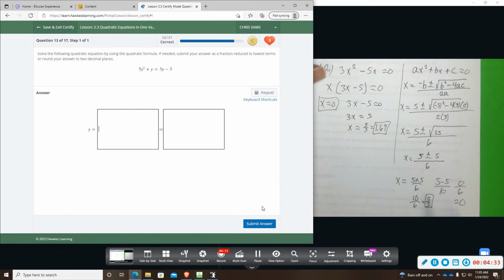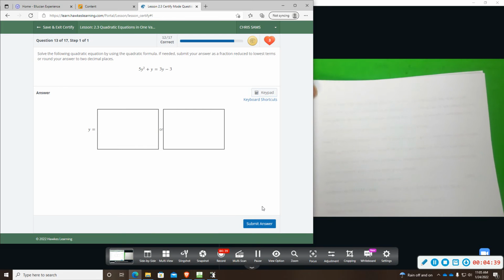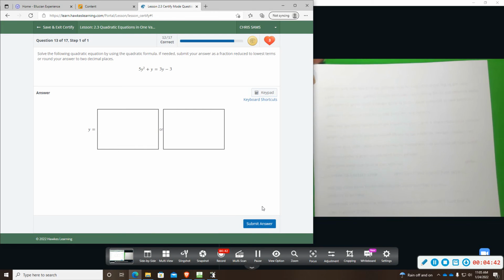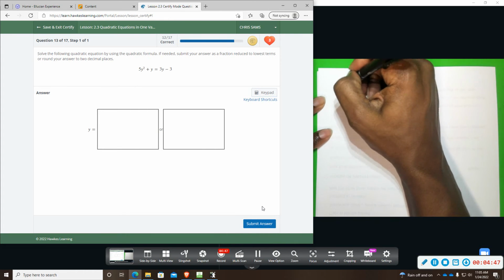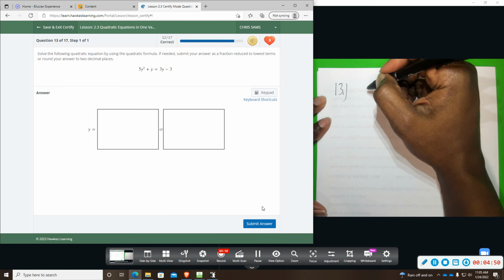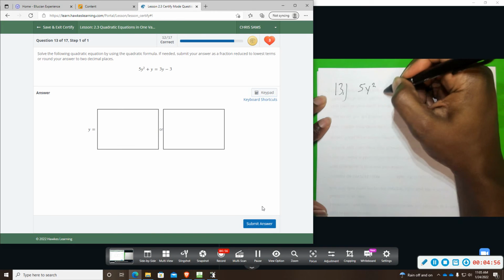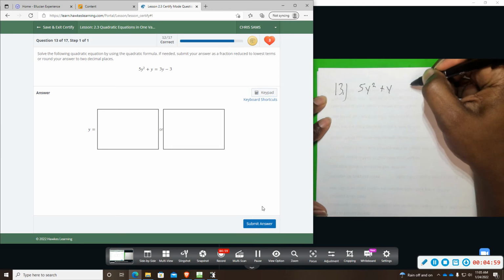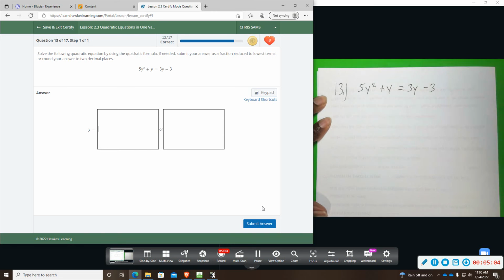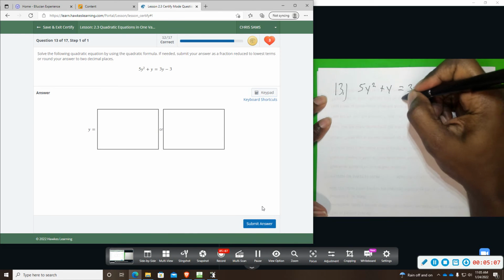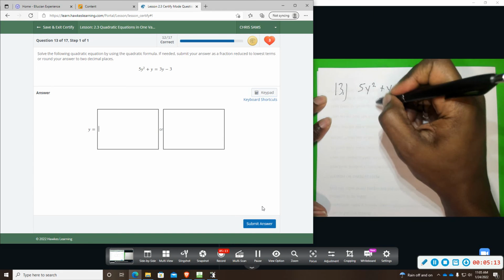Alright, number 13. Solve using the quadratic formula. We're going to simplify to lowest terms. We have 5y squared plus y equals 3y minus 3. Alright, we're going to move everything to one side, so I'm going to subtract 3y, and I'm also going to add 3 over here.